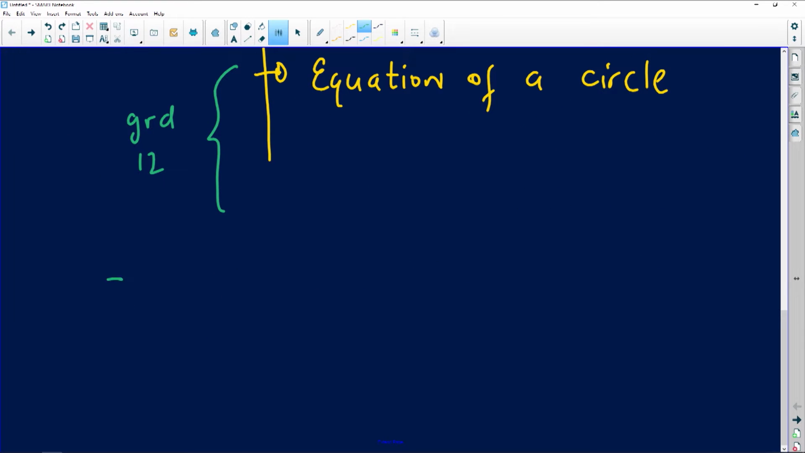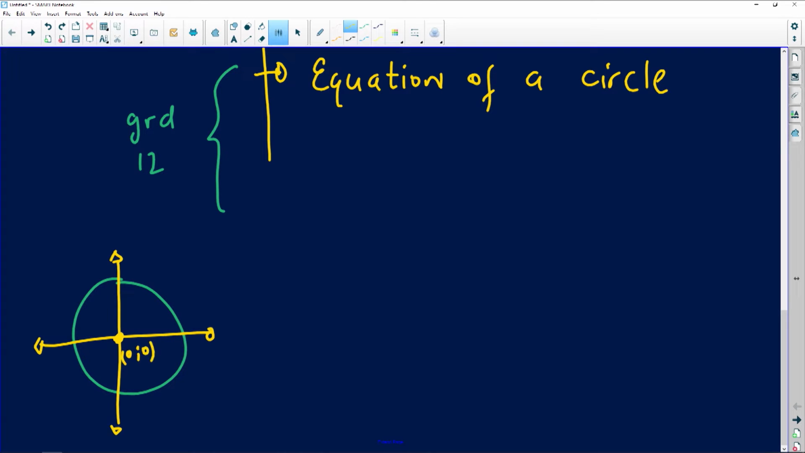For example, I might have a circle here, and you find that my Cartesian plane is drawn such that the center of the circle is the origin. By the way, the origin is where the x-axis and the y-axis meet each other, the point 0, 0. So if this is the circle that you're dealing with, the equation of that circle will just be x squared plus y squared is equal to r squared.